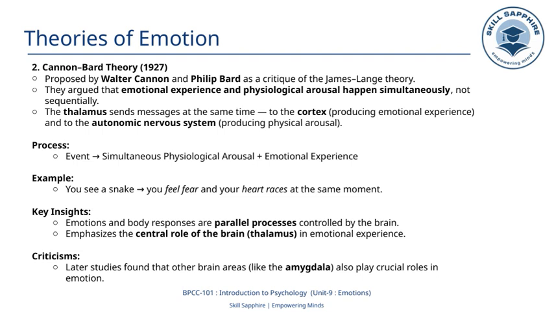So, when an event occurs, say you see a snake, the brain processes the emotion of fear and the physical reaction, like your heart racing, happen at the same moment. This highlights a key insight. Emotions and body responses are parallel processes controlled by the brain, emphasizing the importance of the brain, especially the thalamus, in experiencing emotions. However, it's worth noting that later research showed other brain areas, such as the amygdala, also significantly contribute to emotional responses, which adds complexity to this model.